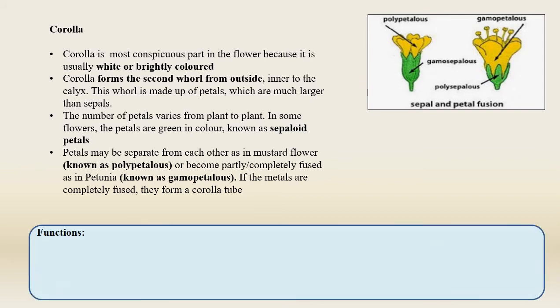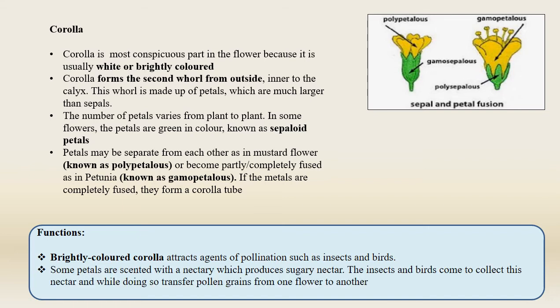Functions. The brightly colored corolla attracts agents of pollination such as insects and birds. Some petals are scented with nectary, which produces sugary nectar. The insects and birds come to collect this nectar and, while doing so, transfer pollen grains from one flower to another. The corolla encloses and protects the stamens and the pistil.